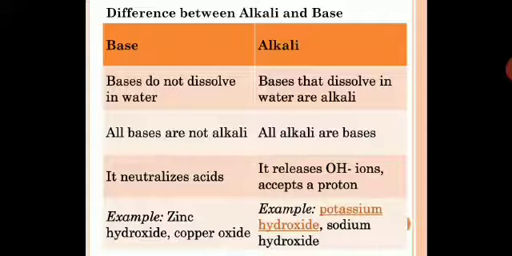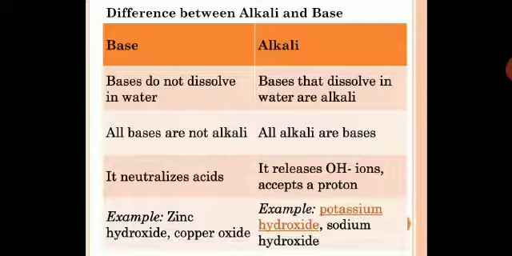What is a base? Bases that do not dissolve in water. Alkali: bases that dissolve in water are called alkali. All bases are not alkali. Mark this statement: all bases are not alkali, and all alkali are bases. That means alkali comes under the category of bases. They are actually bases, but they are water soluble.